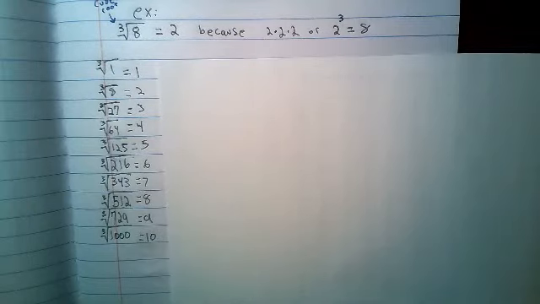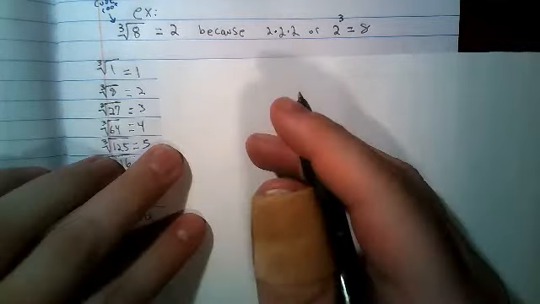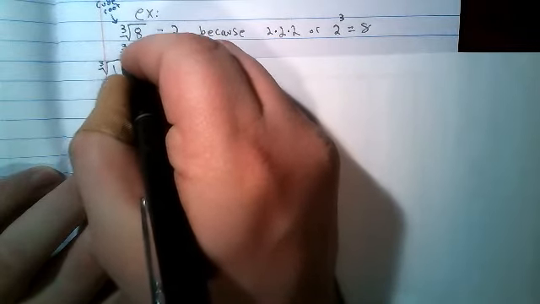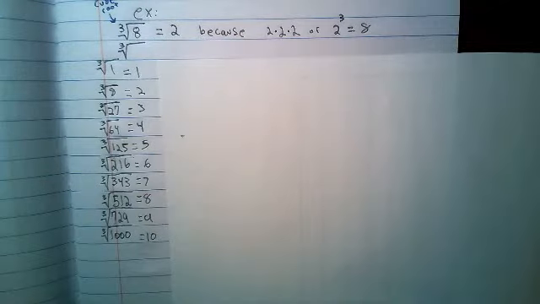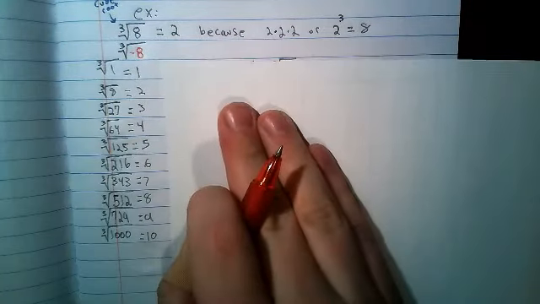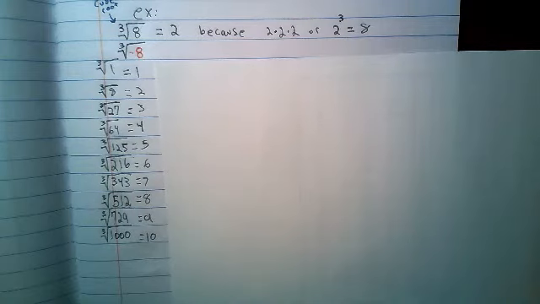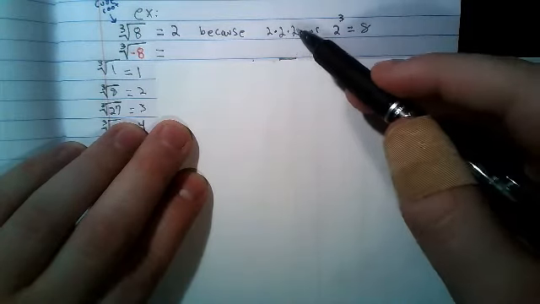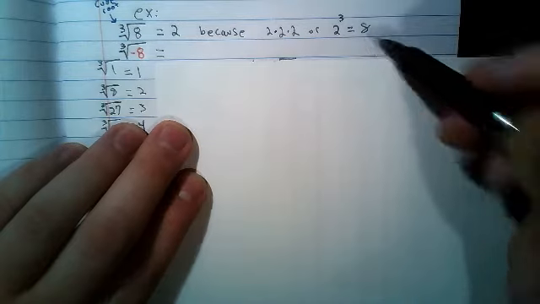Now I want to talk about something that we can't really do with square roots, but we can with cube roots. So what if I wanted to find the cube root, instead of positive 8, what if I wanted to find the cube root of negative 8? Okay, I'm going to do my negatives in red. So what number multiplied by itself 3 times could give me negative 8? And let's think. Well, it can't be 2, because 2 times 2 times 2 gives me positive 8.